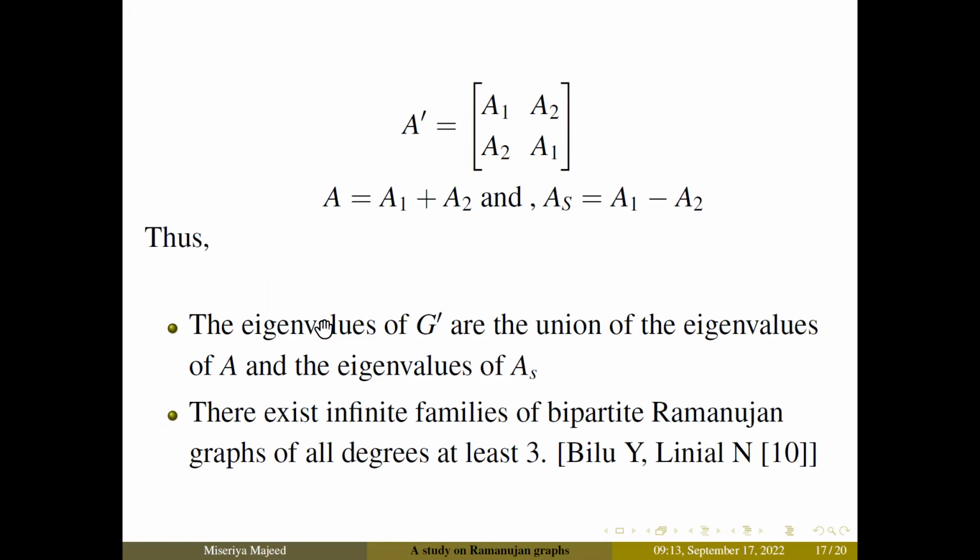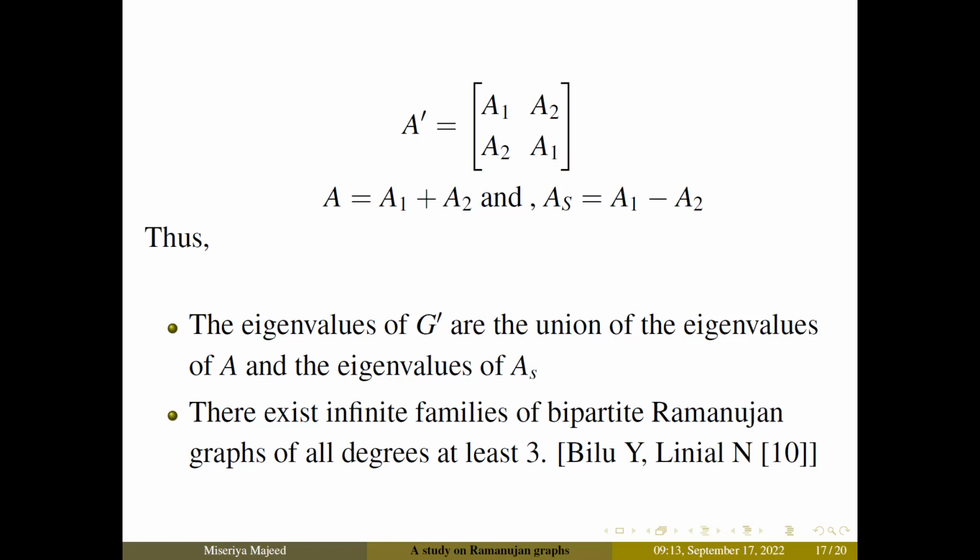Hence, we can find that the eigenvalues of G dash are the union of the eigenvalues of A and the eigenvalues of A_s. So, if we could find a particular lift which does not increase the eigenvalues beyond the Ramanujan bound, then we can say that that particular graph G dash, which is formed, is Ramanujan.